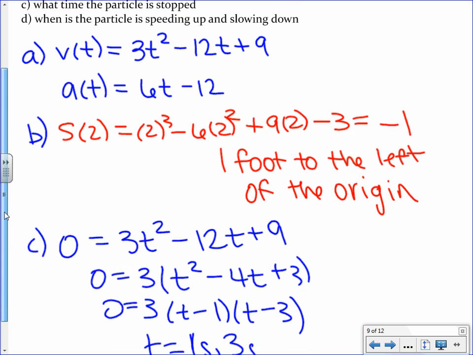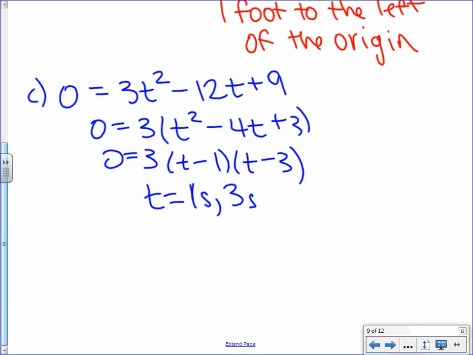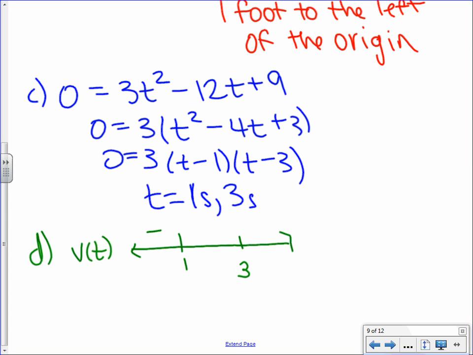Our last part: when is the particle speeding up and slowing down? What do I need to compare for that? We need both velocity and acceleration. Let's work on velocity first since I have it right here. I'm going to label this velocity. We're stopped at 1 and 3. Between 0 and 1, positive or negative? Positive. Between 1 and 3, negative. After 3, positive.